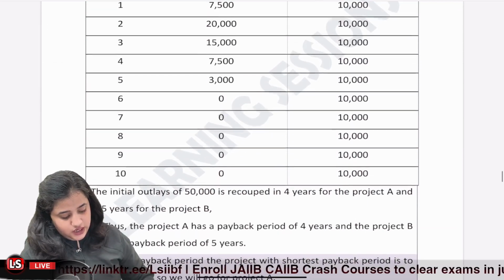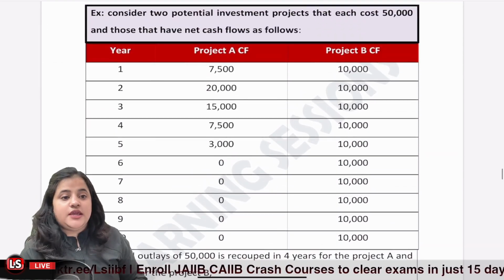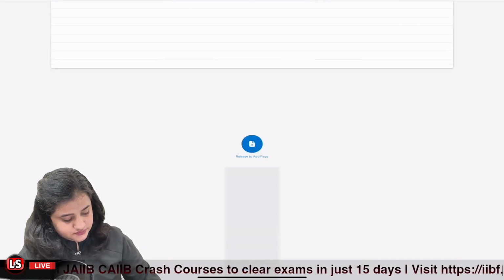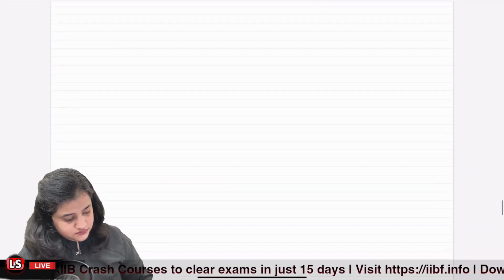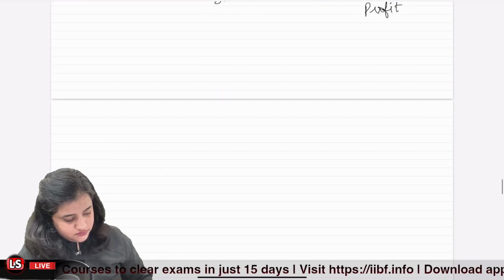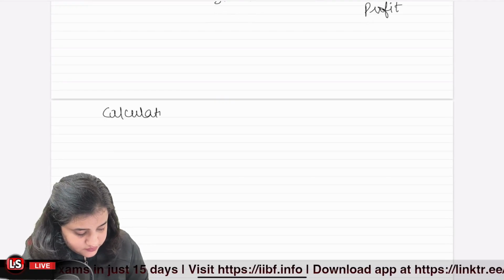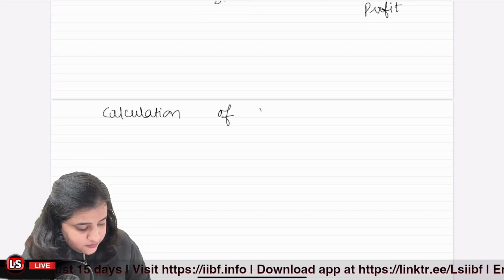So let's learn how to calculate the payback period on an investment. Calculation of payback period.